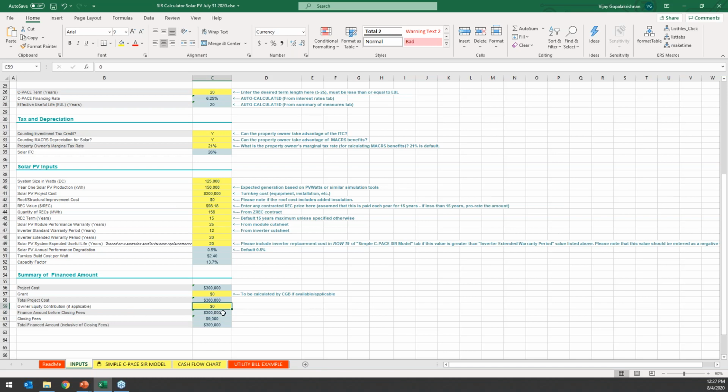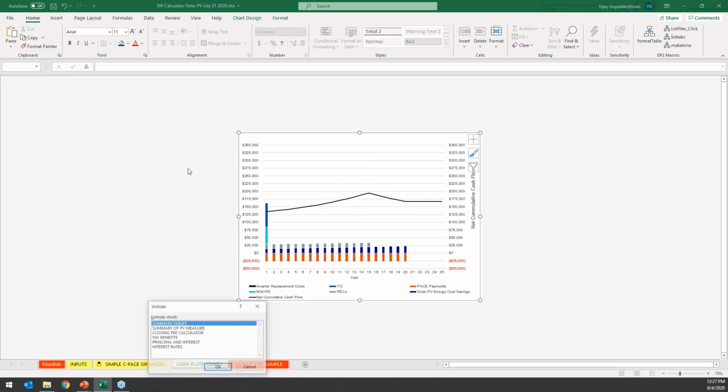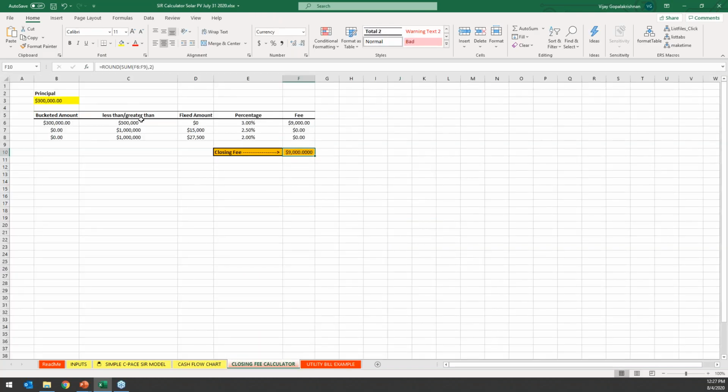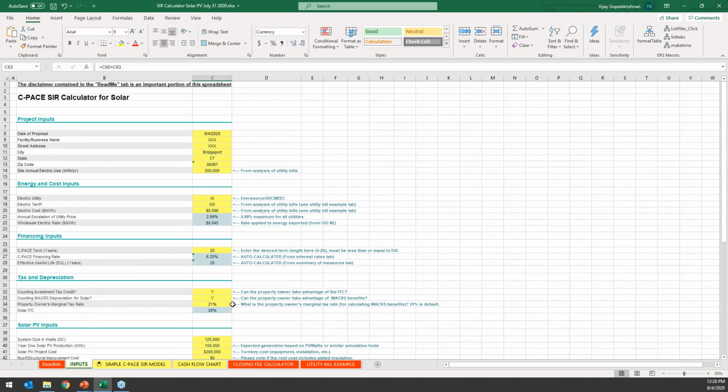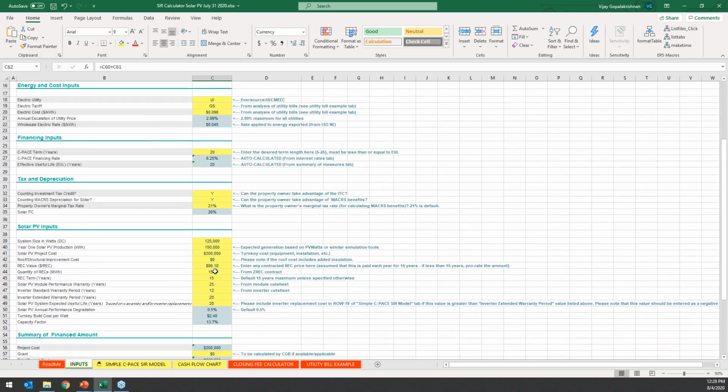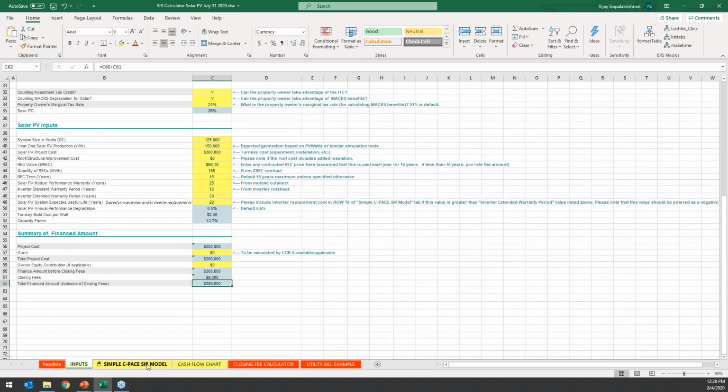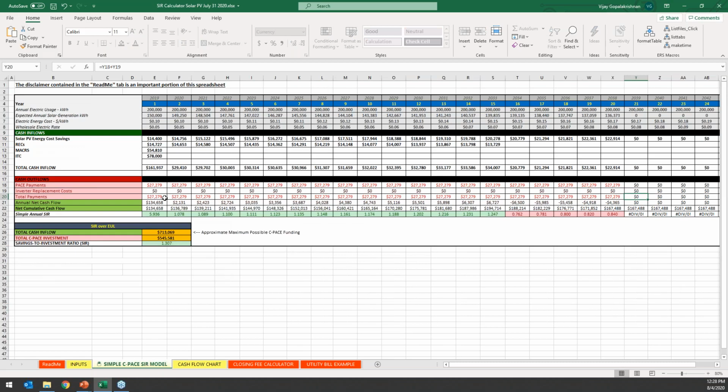So the finance amount before closing fees is $300,000, and the closing fees are calculated based on the financed amount. So if you'd like to see in detail how that's calculated, there's a closing fee calculator where you can see the breakdown of the buckets, how that's calculated. So in this case, it's $9,000. So we have $9,000 closing fees, which totals to $309,000. So that's the total financed amount. So with all of these inputs populated, and we got to make sure every single field is populated, we can move on to the simple CPACE SIR model tab.